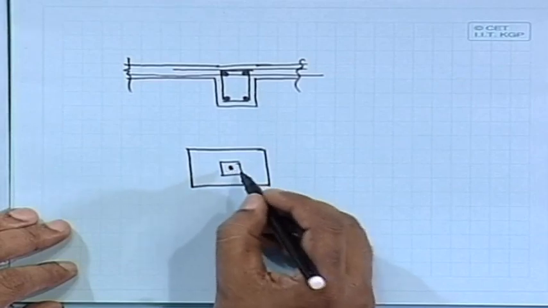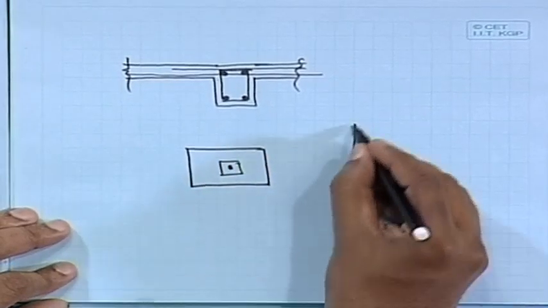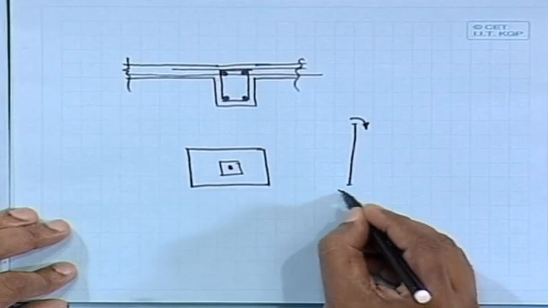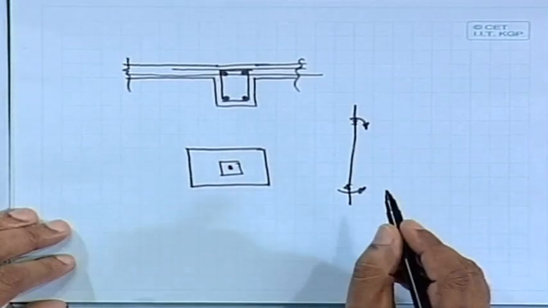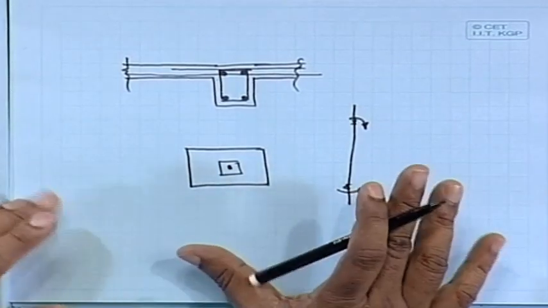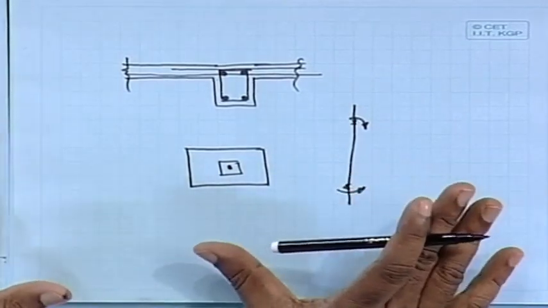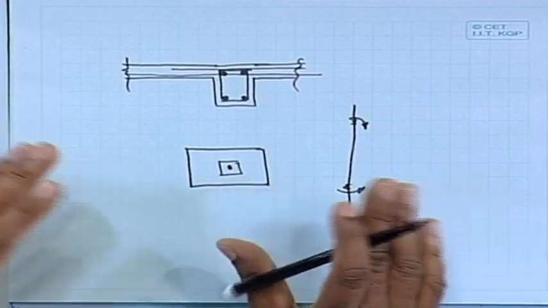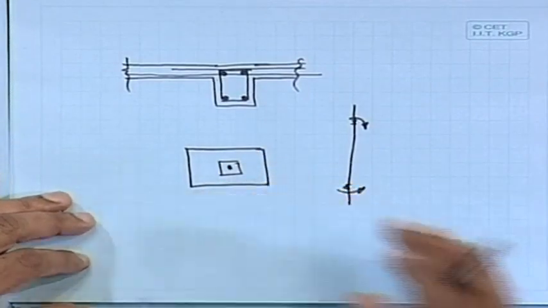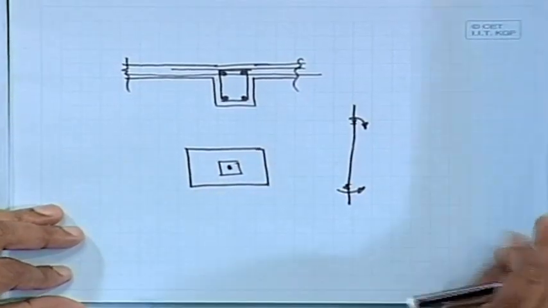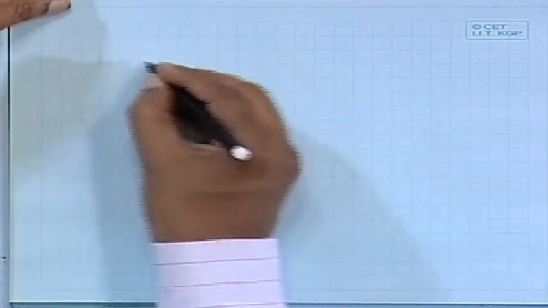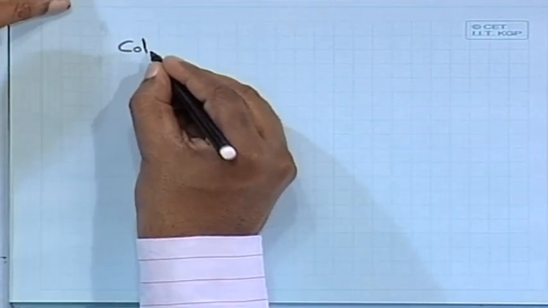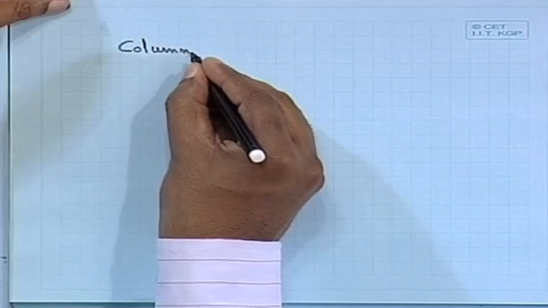Otherwise, what you have to consider is that, in addition to the load, you have to consider the moment also. So, before going to detail, when you are talking about your column, what are the different components we have to provide? So, let us first jot down columns.